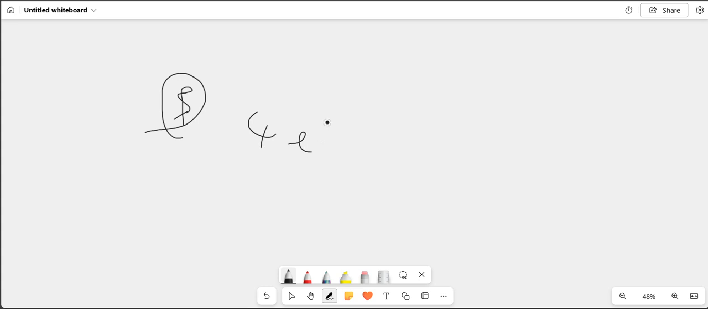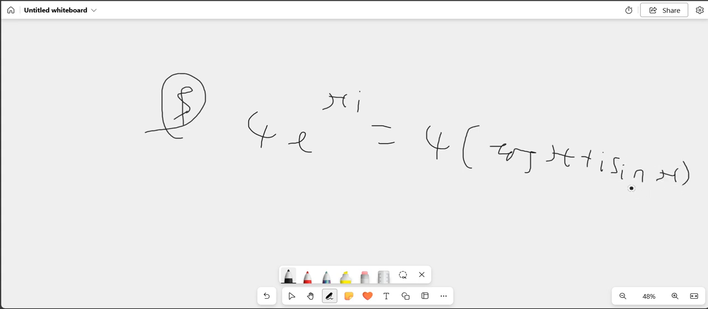This is 4e^(πi). So same thing, 4 open bracket cos π plus i sin π, yeah? So obviously that's just going to be cos π is -1 and sin π is 0. Obviously that's going to be -4, yeah? Because you can just put it in your calculator, but sin π is 0 and cos π will be -1. So -1 times 4 will be -4, yeah?